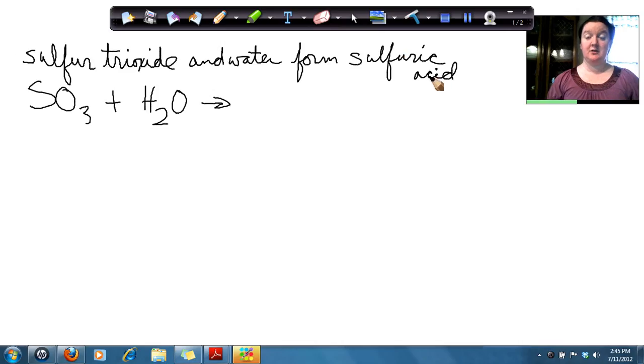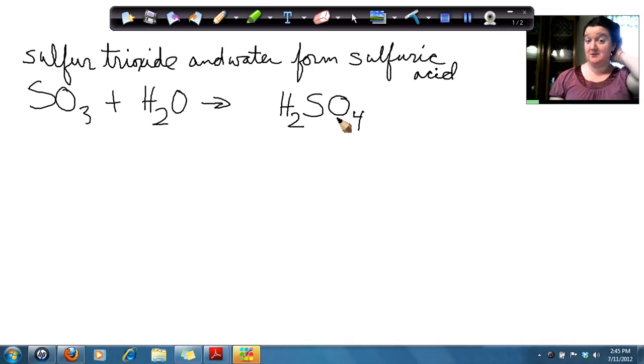Sulfuric acid comes from your sulfate ion, and acid means that we have hydrogen. We know our sulfate ion is SO4 with a -2 charge. So how many hydrogens do we need to balance that out? Well, we need 2. So we're going to do H2SO4. So now we have sulfur trioxide and water forming H2SO4.